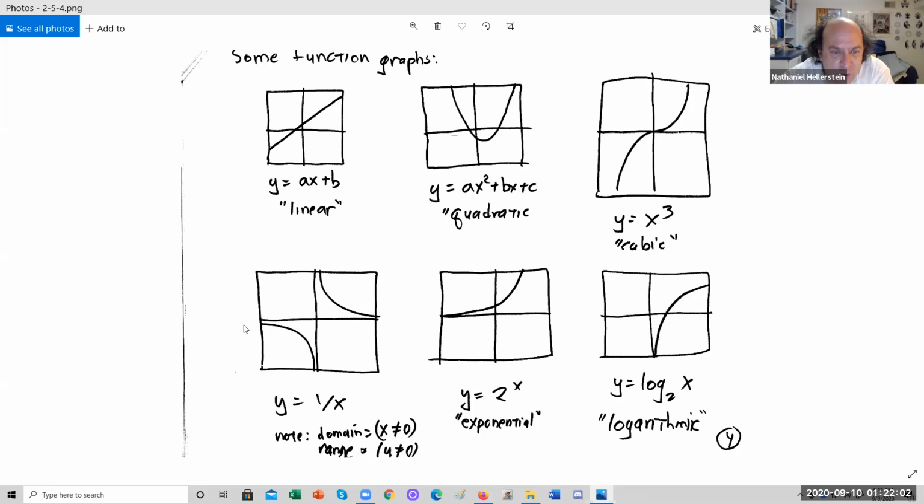Anyhow, here, y equals 1 over x. This graph is called a hyperbola.